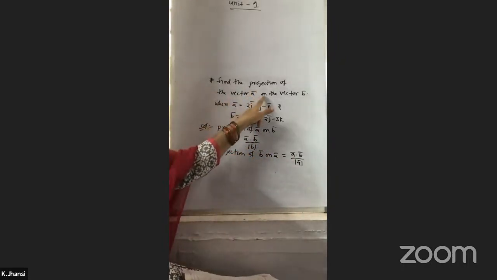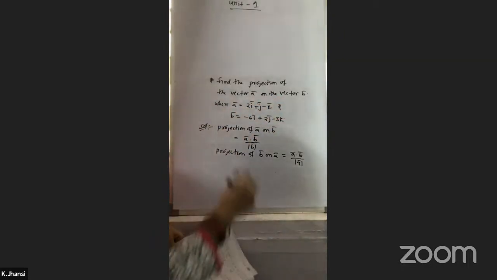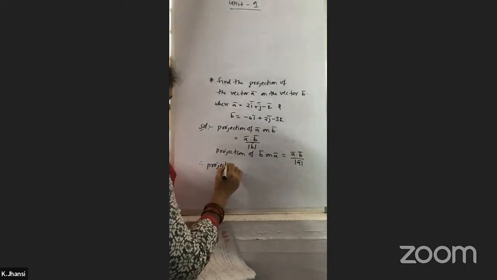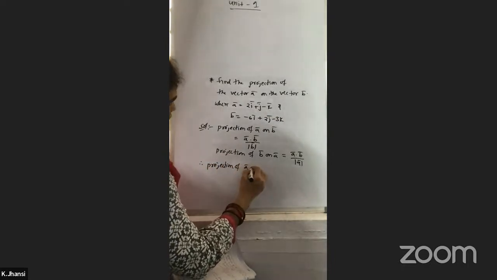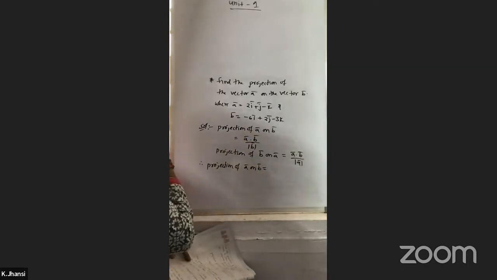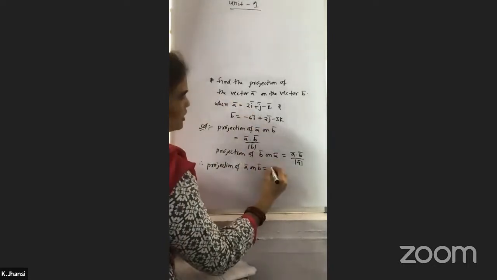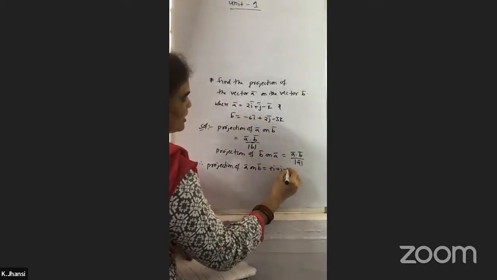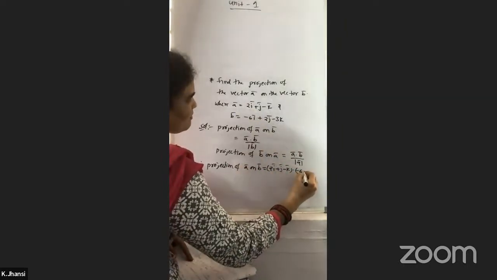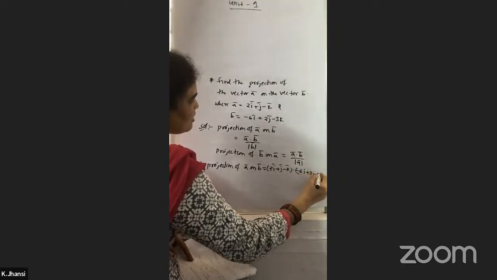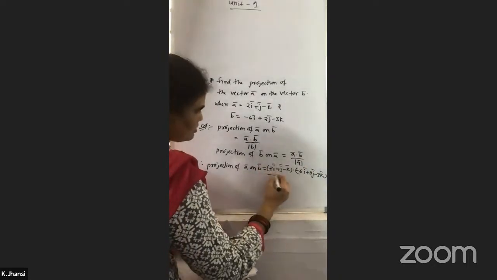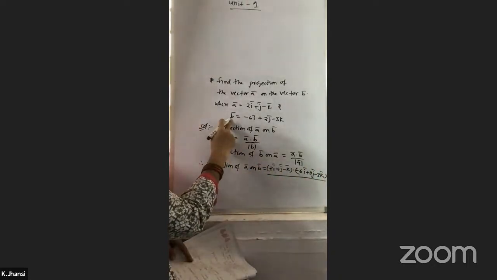So our question is vector A on vector B. Therefore, projection of vector A on vector B is equals to A dot B. A dot B means the dot product of this one and this one. That is (2i plus j minus k) dot (minus 6i plus 2j minus 3k), divided by modulus of B.